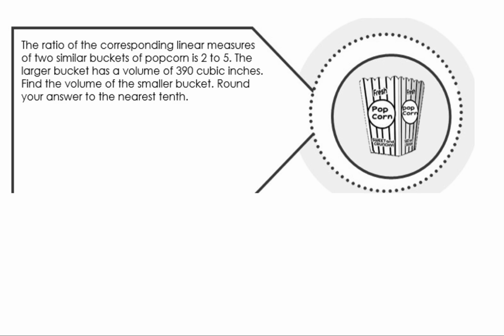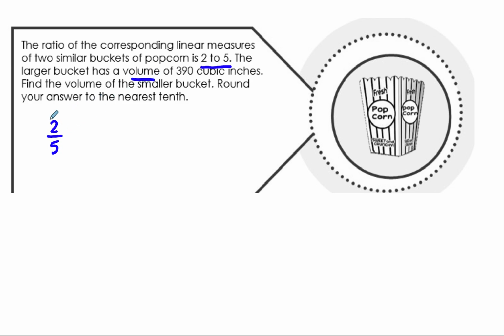All right, let's try some story problems. So for this one, it says the ratio of the corresponding linear measures of two similar buckets of popcorn is 2 to 5. The larger bucket has a volume of 390 cubic inches. Find the volume of the smaller bucket. Round your answer to the nearest tenth. Okay, so here's my side length ratios, 2 to 5.